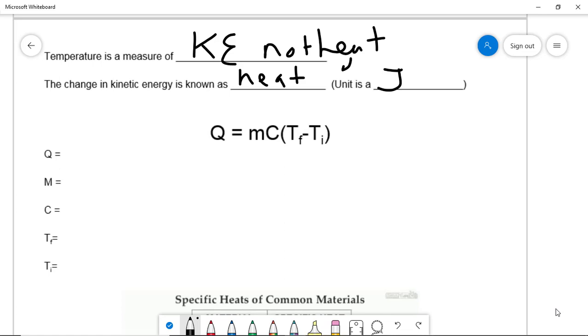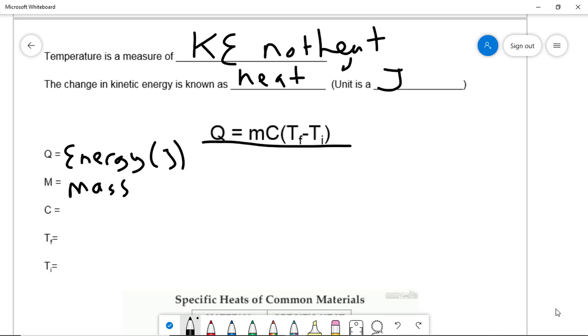Again, we have the ability to calculate that using this equation, Q equals mc delta T, where Q is energy, m is mass, c is specific heat.